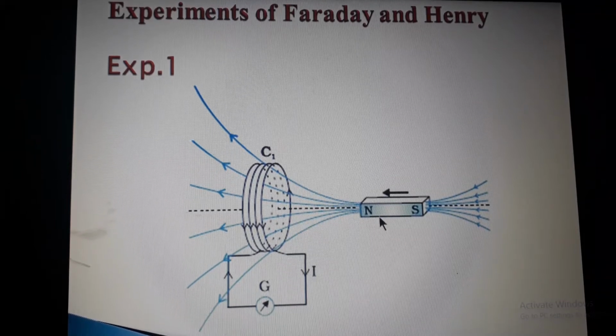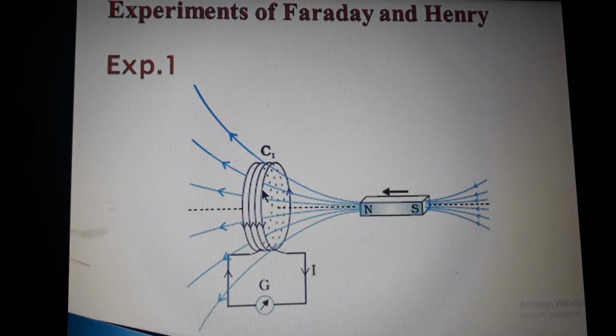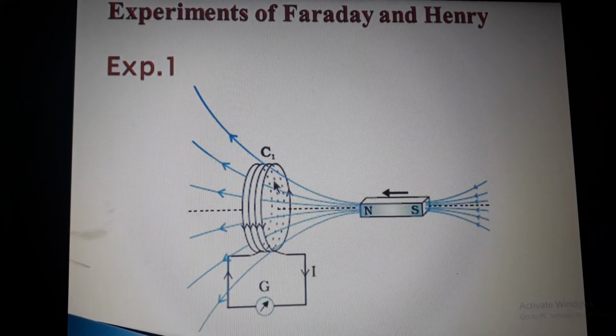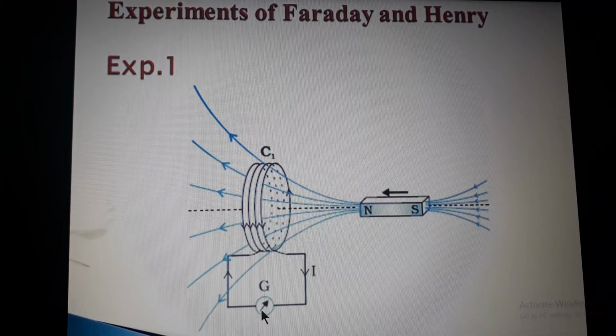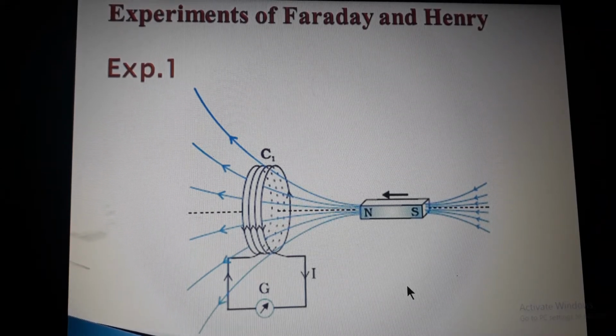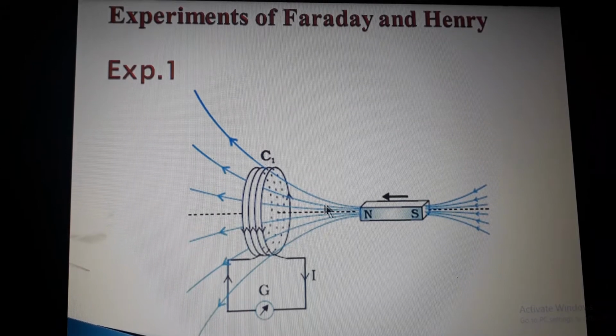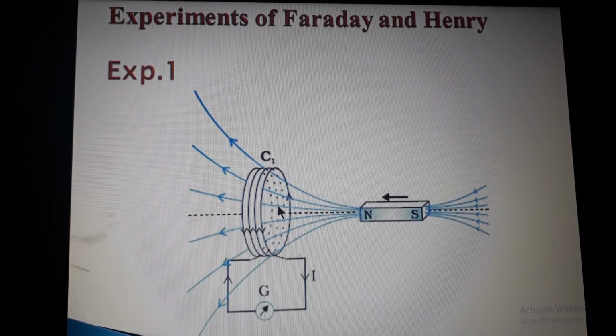You can see here north and south, meaning this is the bar magnet which has a north pole and this one is the south pole. Here is the coil, that one is C1. This coil is connected to a galvanometer just to indicate the presence of electric current. So what happened? In the starting, when this bar magnet is moved towards this coil, what happened?